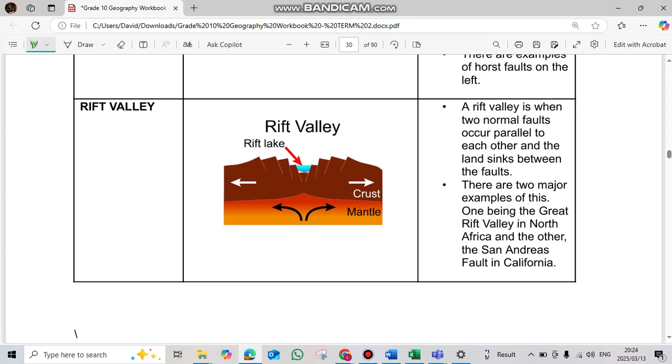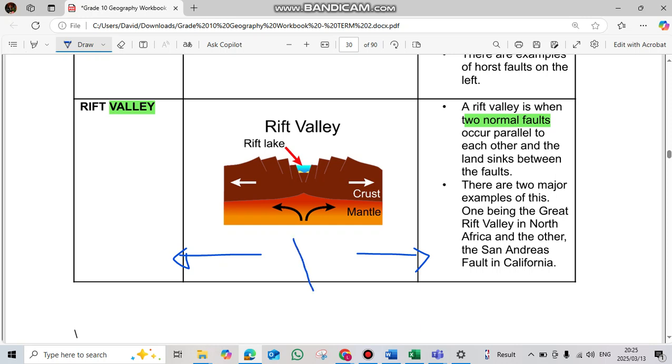So a valley, as we were taught in grade 9, we know that it's this depression within the surface. A rift valley occurs as a result of normal faults. Now, if we think back to our previous lesson, we know that normal faults are associated with a divergent movement. In other words, it is being pulled apart. As it's being pulled apart, we find these cracks that occur within the rock structure.